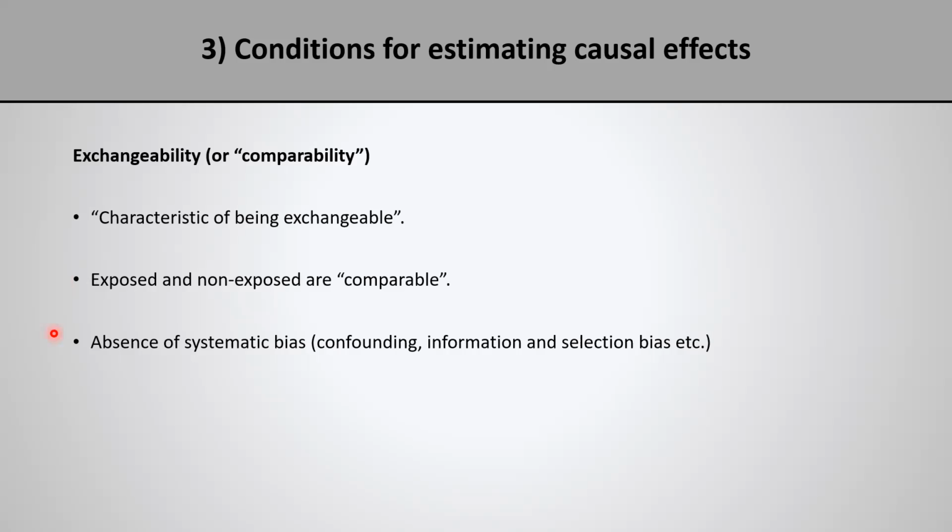And by comparable, I mean that we do not have any sort of systematic bias. That is, we do not have confounding, we do not have information bias, we do not have selection bias, etc. So the exposed and non-exposed groups have the same characteristics, apart of course from whether or not they are exposed.